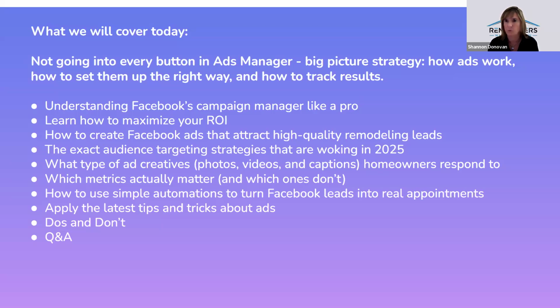The exact audience to target, what's working right now in 2025 and into 2026. What type of ad creative should you be using: photos, videos, captions, and how are homeowners responding? Which metrics actually matter, so what should we measure? And then using simple automations. Automations are key to making Facebook leads and ads work. They're really important, not just for Facebook, but we're going to specifically talk about automations for Facebook. We've talked about automations in other places as well, and we may do another masterclass just on automations because it's so important. Then the latest tricks and tips, do's and don'ts, and we'll have some time at the end for a Q&A.